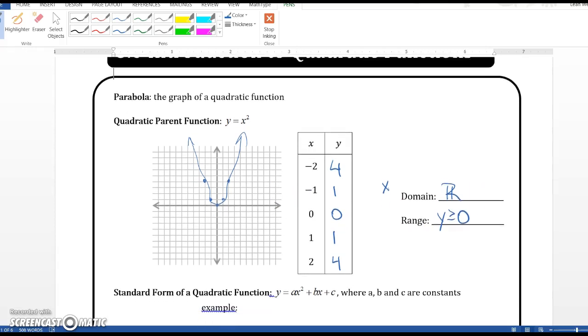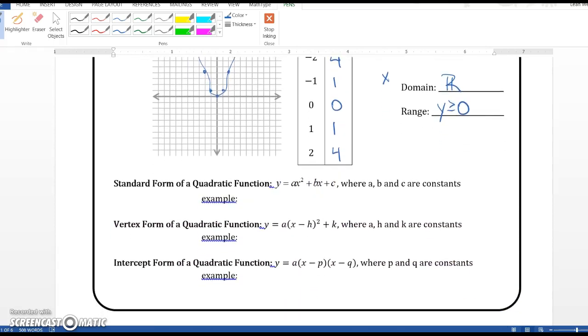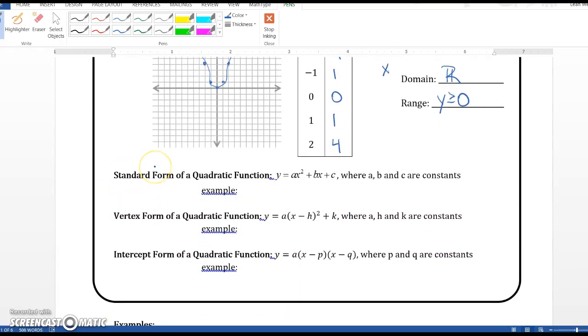Okay, there are different formats that you will see of quadratic functions, and here are those 3 different formats. Standard form, this should look very familiar to you. Most of the equations that we factored were in standard form. So an example of this would be like 2x squared plus 3x plus 5.